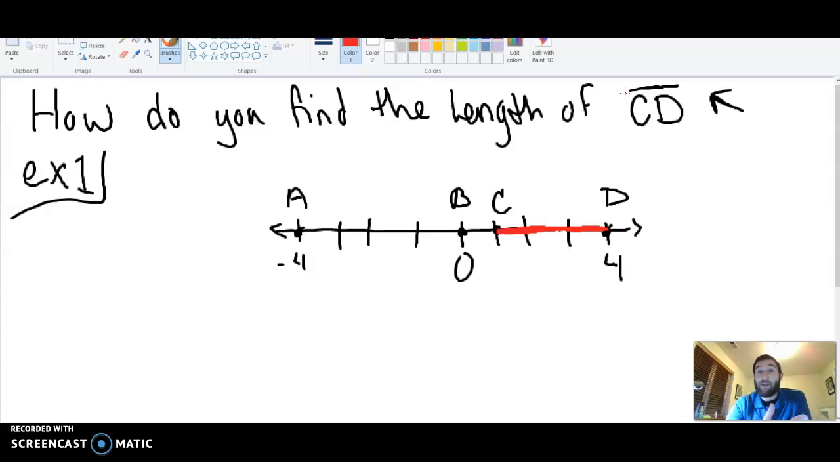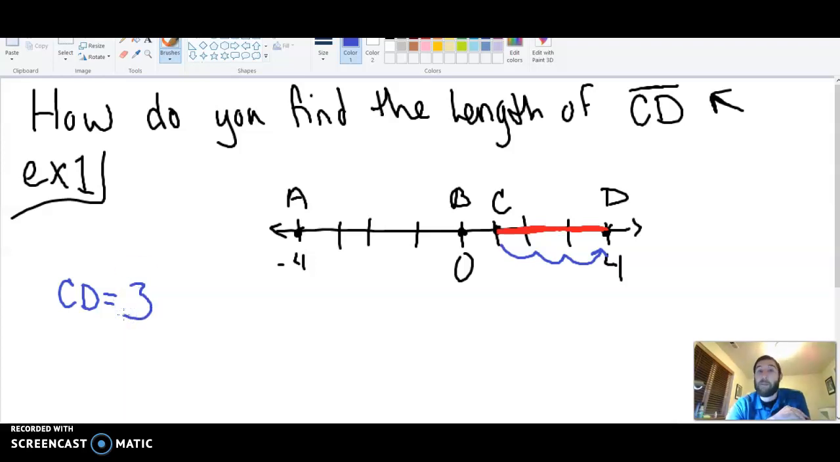The easy way to do this, the easy answer that's a little too common sense, is to count. Just go 1, 2, 3. So you know the length from C to D is 3. If you want to denote the length, you go CD, and you don't need to put a line over it because we're not talking about the physical line itself. We're just talking about the numerical value of the line. And you could put 3.